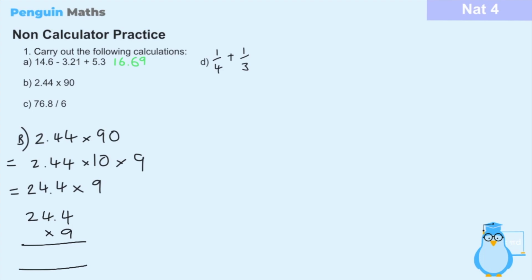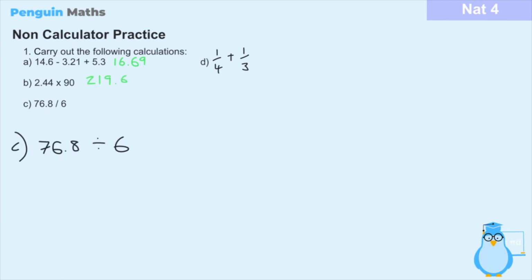And then first of all, we have 9 times 4, which is 36. Carry the 3 over, put the decimal point down. Again, we have 9 times 4, which is 36. Carry the 3 is 39. So put down the 9, carry the 3. Then we have 2 times 9 is 18. Add on the 3 is 21. So that means that the answer is 219.6 for part B.